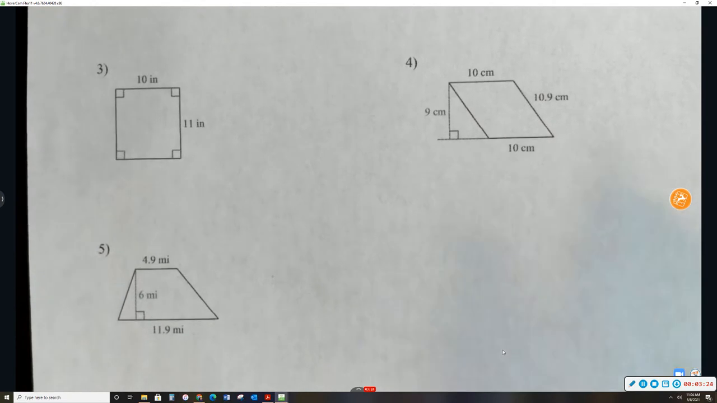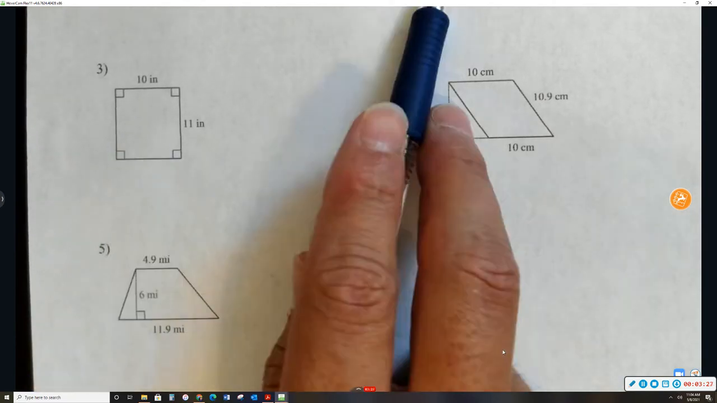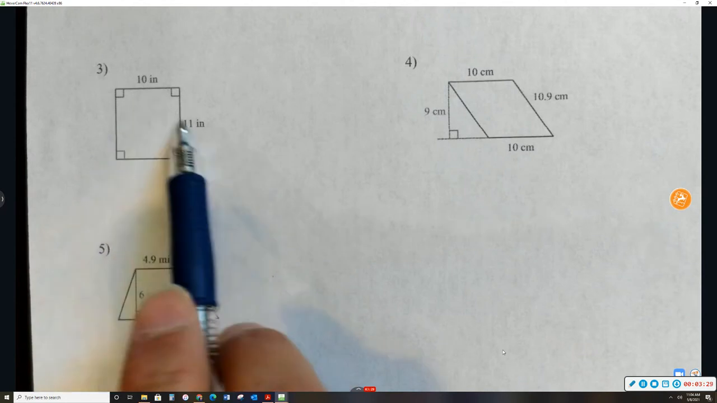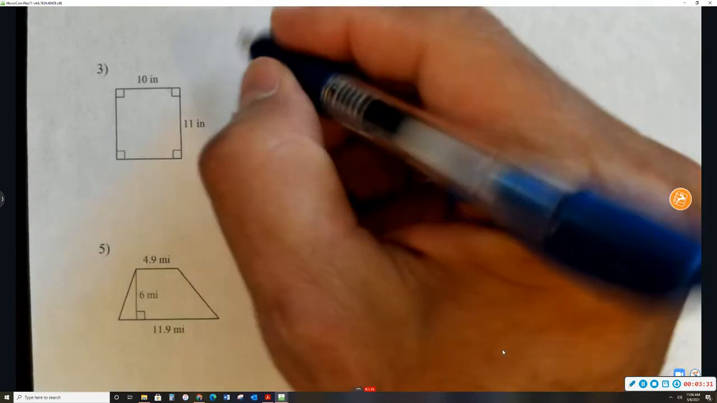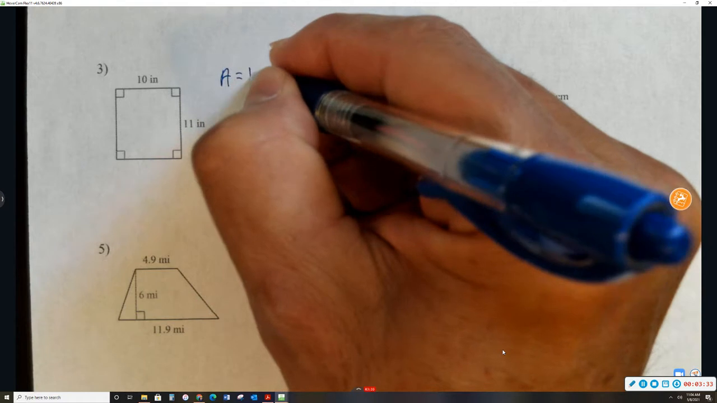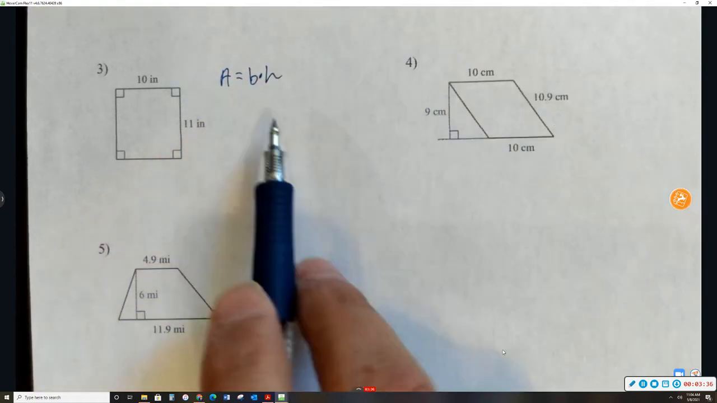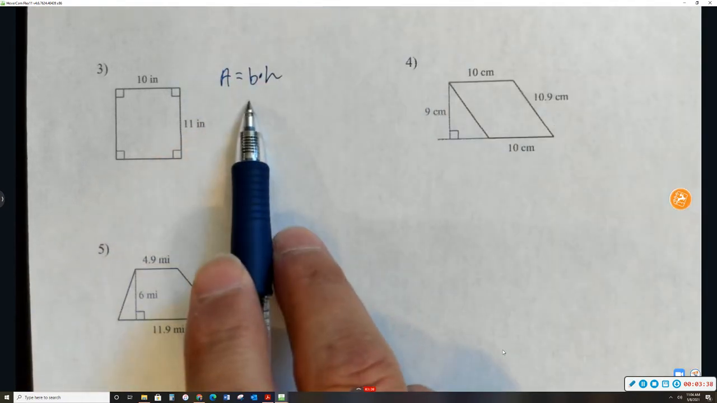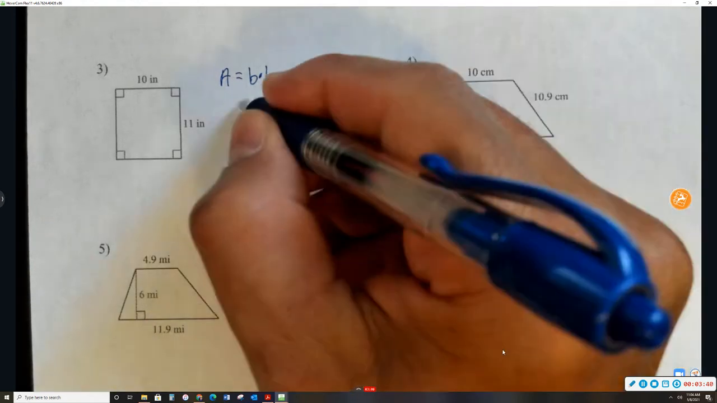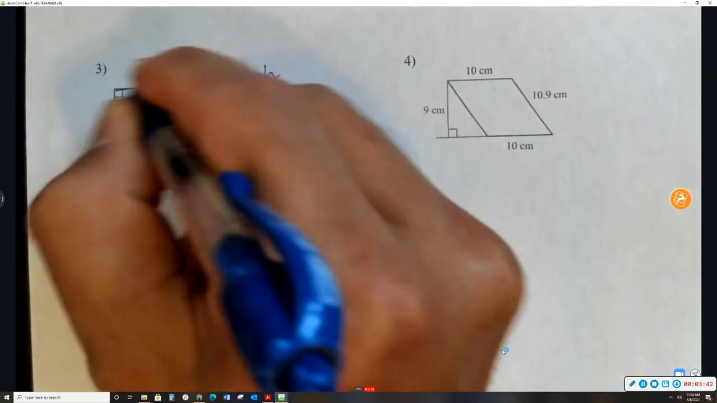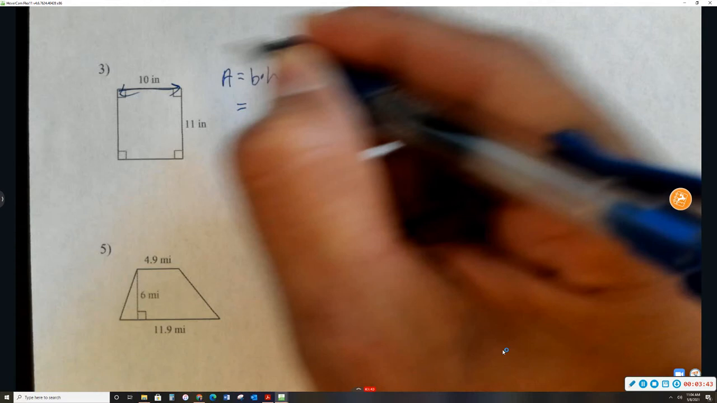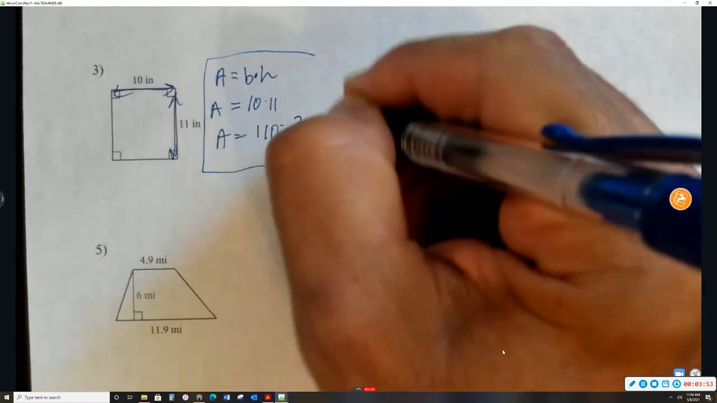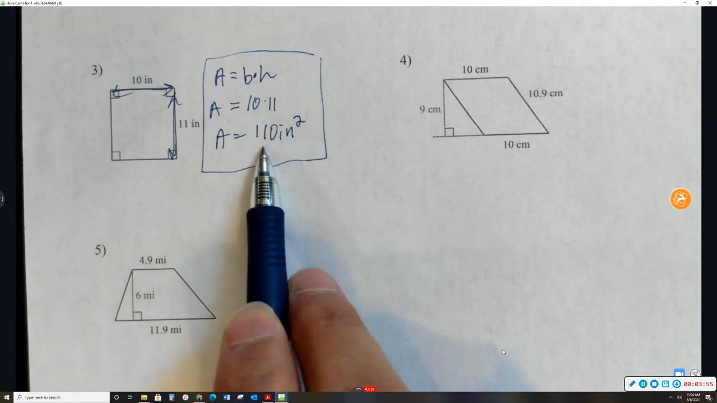If you look at 3, this is a rectangle. It almost looks like the square we did in number 2, but it's technically a rectangle because these sides are different. But you know what? Even if you called it a square, the formula I told you guys to use in the notes is the same. It's base times height. Okay. So the base is 10 inches. The height is... Alright, 10 times 11 is just 110.